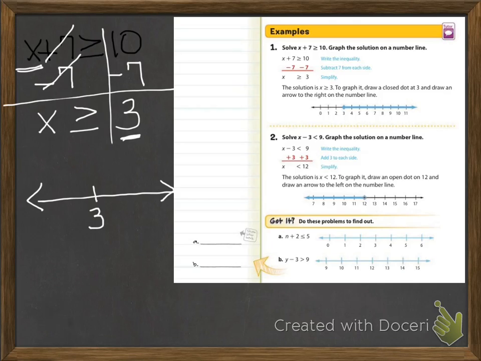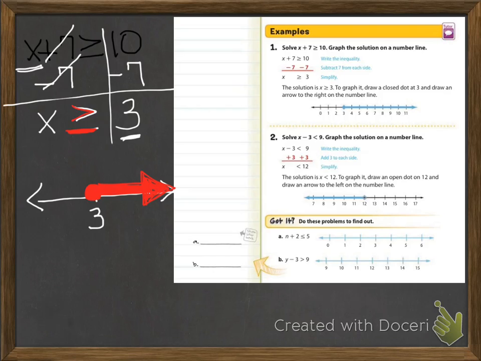So that means the type of circle that I'm going to have on my number line is going to be a closed circle. So notice here that I'm shading it in. And the reason why it's a closed circle is because my inequality symbol says greater than or equal to. It's that equal to part that tells me that x could actually be 3, but x can also be any number bigger than 3. So your graph is going to look like this.